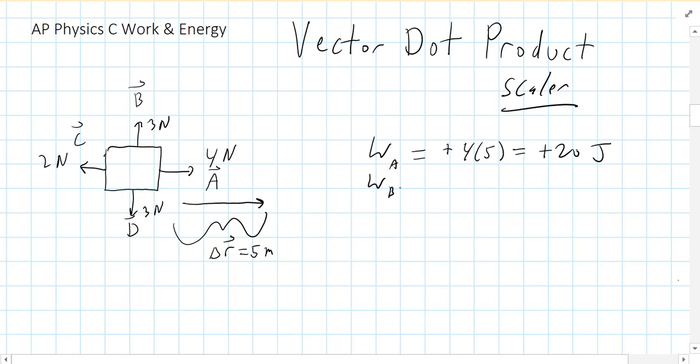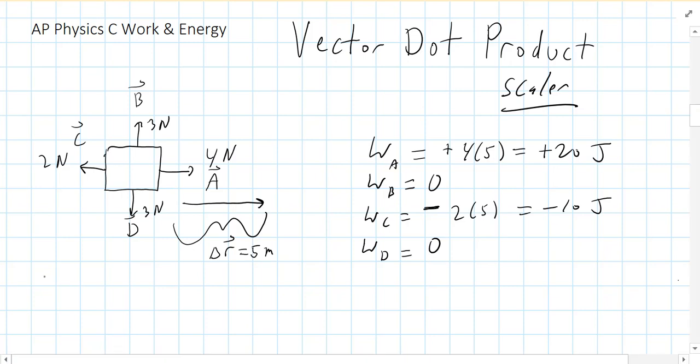The work done by B would be a big 0, right? Because B is perpendicular to delta R, so it doesn't do any work. There's no part of B that's in the direction of delta R. The work done by C, plus, minus, or 0, well, that's the opposite direction of displacement, so it's minus, and that would be 2 times 5, which would be minus 10 joules. And finally, the work done by D, just like the work done by B, would be 0. Okay. Now, believe it or not, you're on your way to understanding dot product.